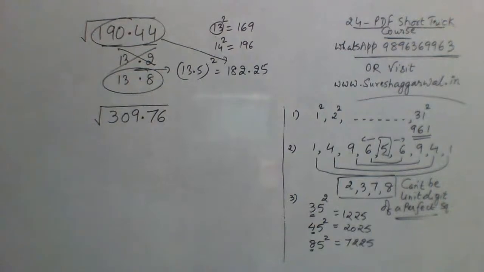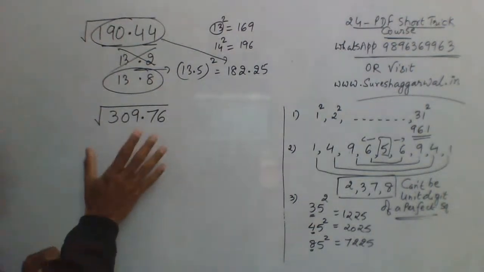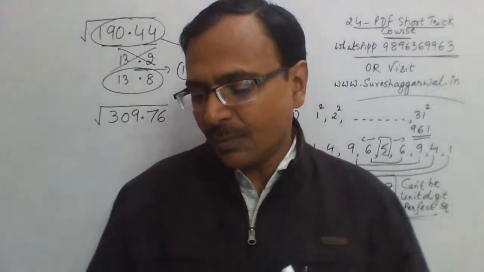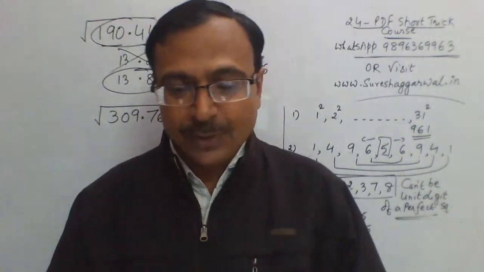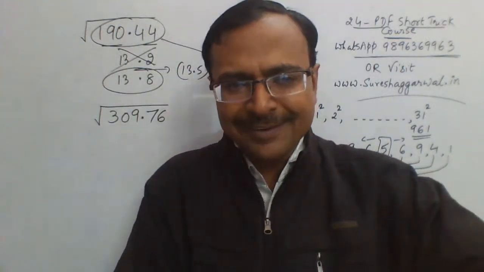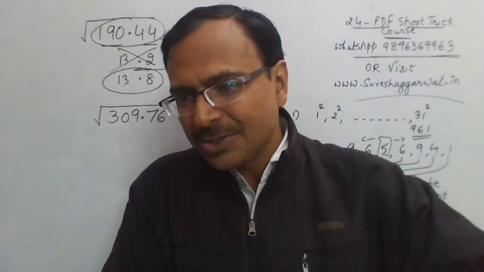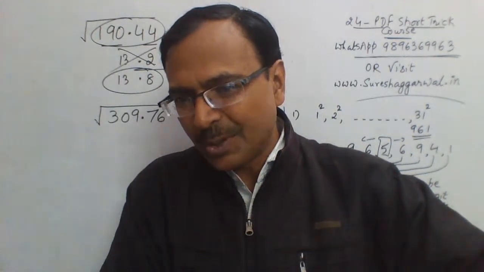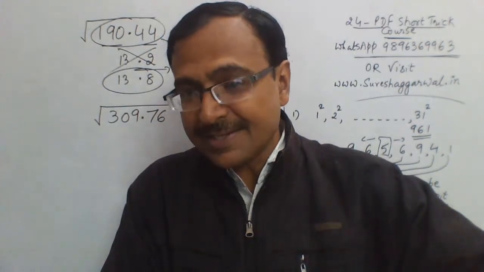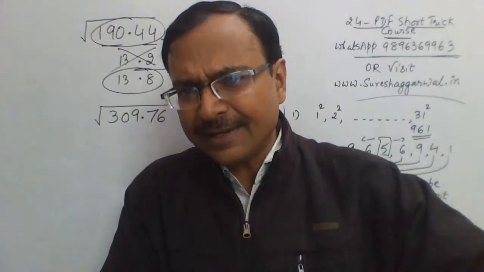Okay, next. This question, 309.76. This question was posted purposefully by me just to check whether you know the square of 17 or not. 17 square is 289, right? So let's see who gave the correct answer. 17.6 indeed is the correct answer.